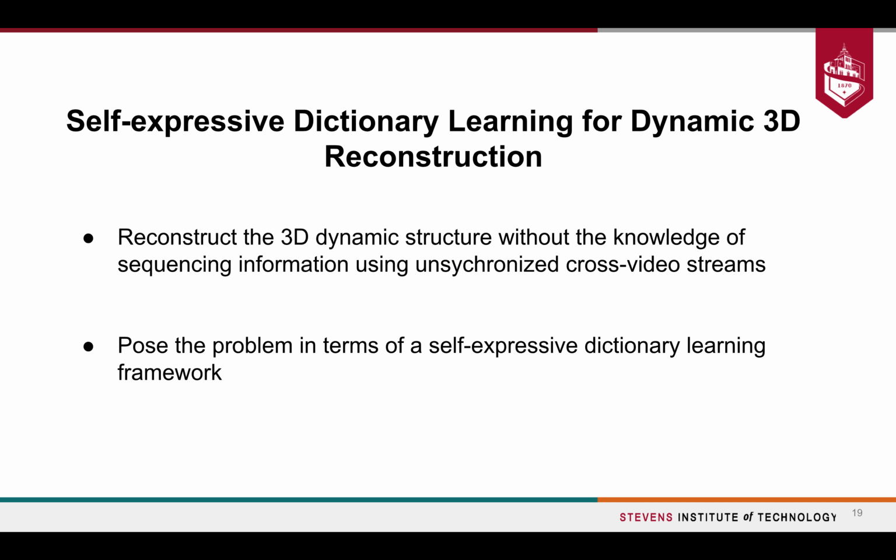And here is the third paper, called self-expressive dictionary learning for dynamic 3D reconstruction. They try to reconstruct the 3D dynamic structure without knowledge of the sequencing information, which is a much more difficult problem compared to the first, which is supposed to know the sequencing information, and also using unsynchronized video streams. They pose this problem in terms of a self-expressive dictionary learning framework.